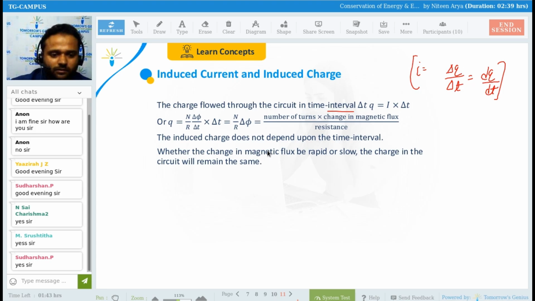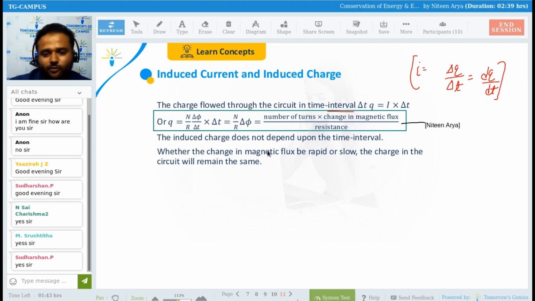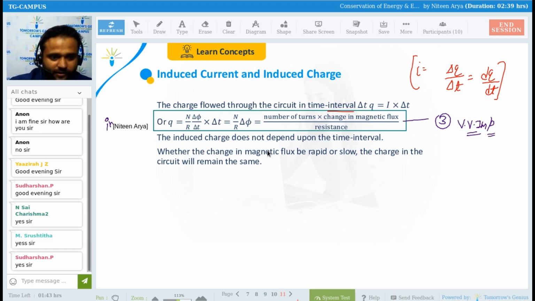This is your formula number 3. Clear? Important one. Choosing color here for me is the most difficult task I can feel. Different colors. Okay, so this is your induced charge. What is it? Induced charge. Very, very important, I'm writing here.